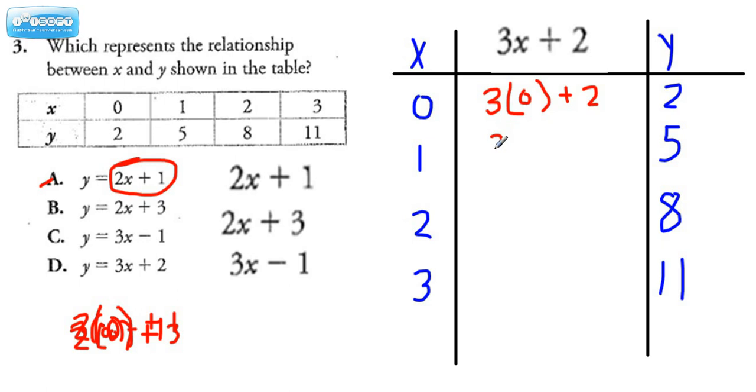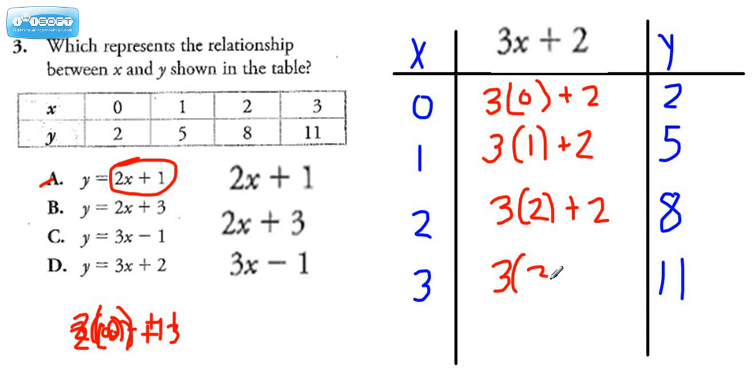So let's make sure it works for the others. Substitute in the 1 for x. 3 times 1 is 3. 3 plus 2 is 5. Make sure it works for all of them. Substitute in the 2 for the x. This times this is 6, plus 2 is 8. And let's make sure it works for the final one.